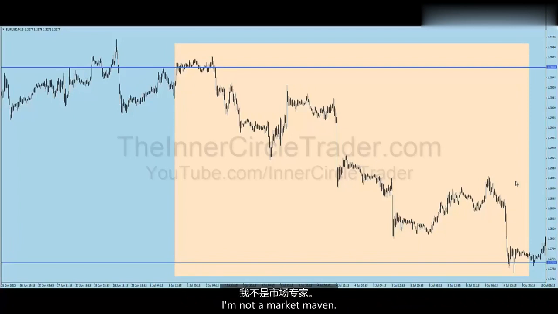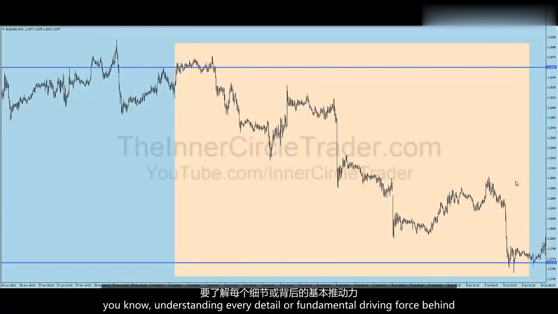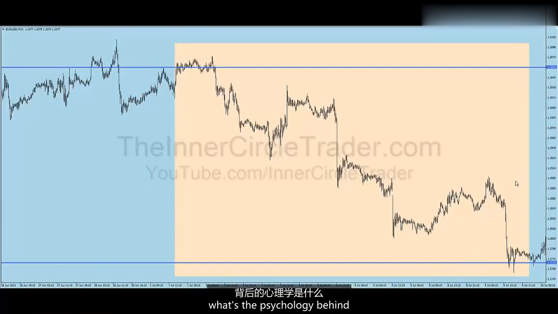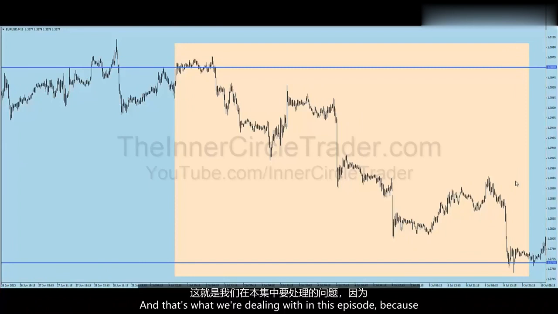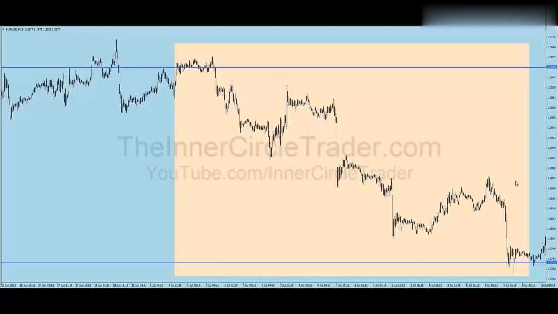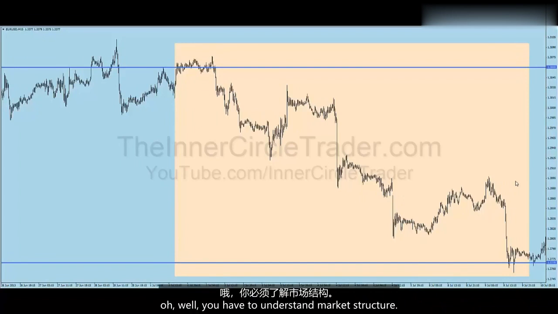I'm not a market maven. I'm not in here understanding every detail or fundamental driving force behind all these moves, but I understand by looking at price action what the psychology behind it all is. And that's what we're dealing with in this episode, because this is one of those central market tenets that just is glossed over in text. Oh, well, you have to understand market structure. You have to understand market dynamics, the internal pinnings of the market.